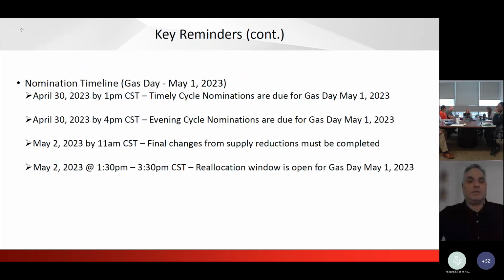Timelines will be starting April 30th. Timely cycle and evening cycle, April 30th being a Sunday. Your noms will be due by 1 p.m. Central Time for May 1st. You have till 4 p.m. to make any adjustments to your nomination for May 1st.